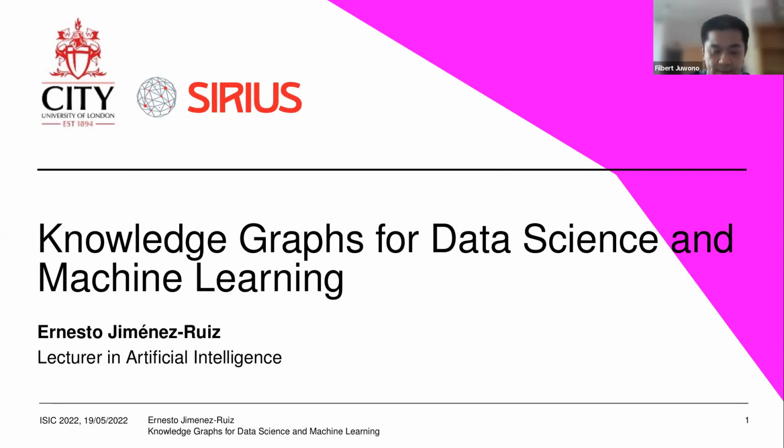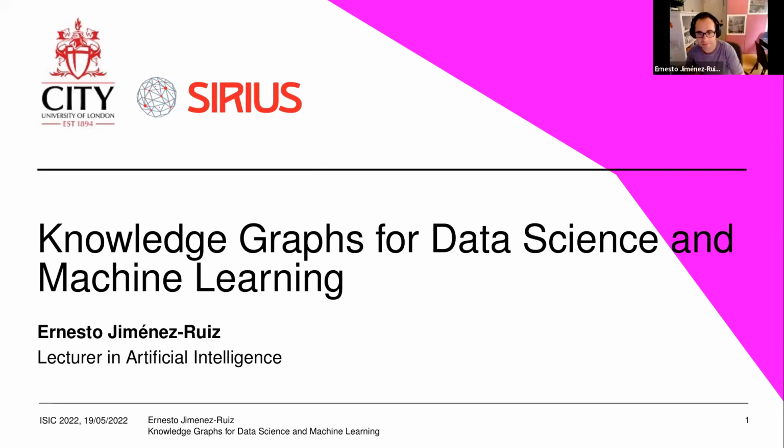2010 to 2011. His research has covered several areas, including biomedical information processing and integration, ontology reuse, ontology versioning and evolution, and ontology alignment. His current research interests focus on the application of semantic technology to data science workflows and the combination of knowledge representation and machine learning techniques. His talk is titled Knowledge Graph for Data Science and Machine Learning. Professor Ernesto, the screen is yours.